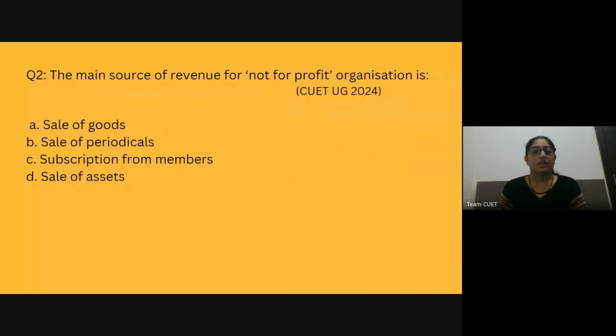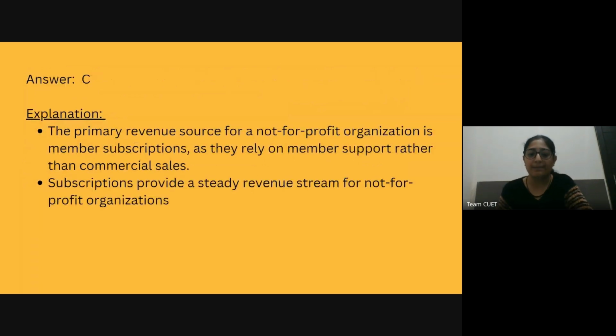Okay. Question 2 says that the main source of revenue for not-for-profit organization is. Since, as I previously told, a not-for-profit organization is, as the name itself suggests, not for profit, they are not made for taking something from the society, but to give something to the society. So sale of goods, sale of periodicals, sale of assets are eliminated because they are not made for commercial sales, right? So we are left with option C, that is subscription from members. The explanation goes like this: the primary revenue source for a not-for-profit organization is member subscription, as they rely on member support rather than commercial sales, right?